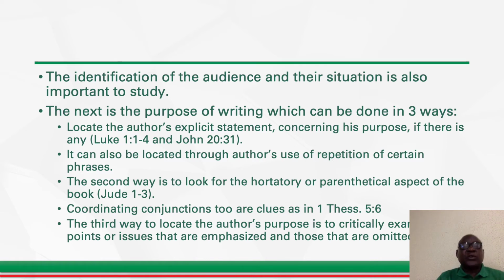Now, the second way is to look for the hortatory or parenthetical aspect of the book. A good example is in Jude chapter 1, verses 1 to 3. And also included in this second way is to look at the use of coordinating conjunctions, which can give you a clue as to the purpose of writing. You will get this in 1 Thessalonians chapter 5, verse 6. And the third way to locate the author's purpose is to critically examine the points or issues that are emphasized as well as those that are omitted. That is very important too.